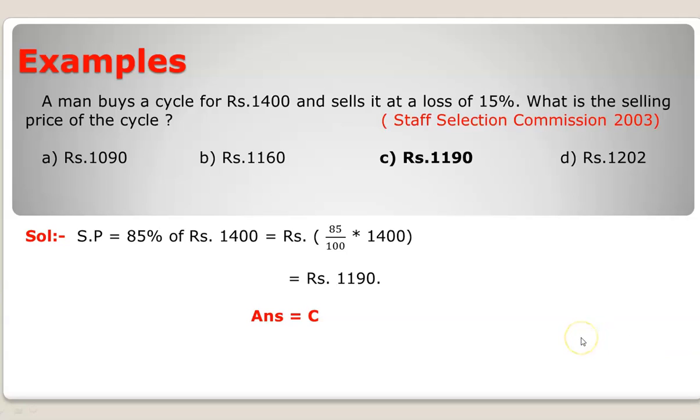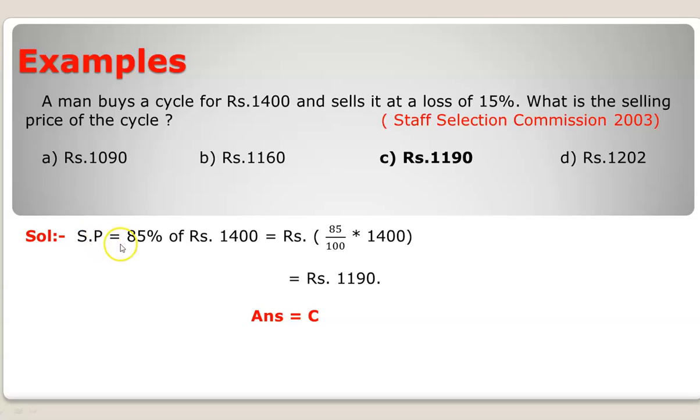Next, a man buys a cycle for rupees 1400 and sells it at a loss of 15%. What is the selling price of the cycle? There are four options given here. A is 1090 rupees, B is 1160 rupees, C option is 1190 rupees and D option is 1202 rupees. Let us see the solution.